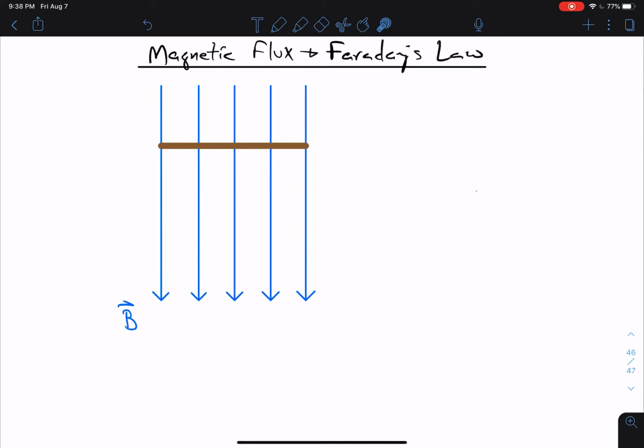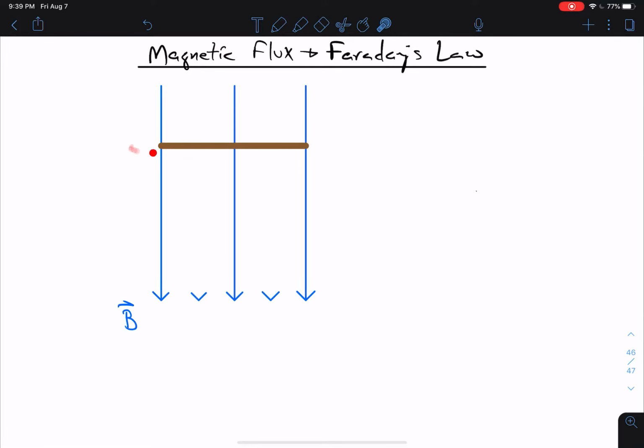These represent the magnetic field. And with magnetic fields, the higher the density of the lines, the stronger the field. The lower the density, the weaker the field. So right now, as I said, I've got these 5 lines. But if I take a couple away, okay, now I've got a weaker field. It's a lower density.